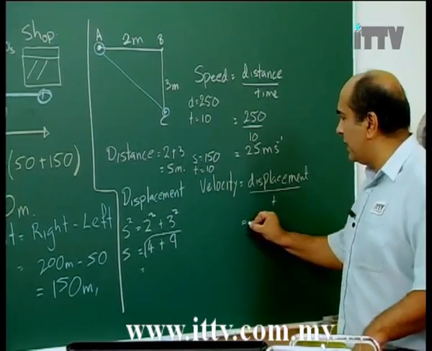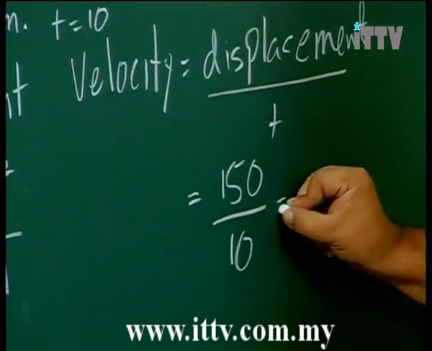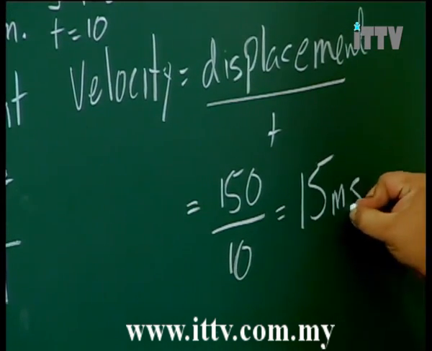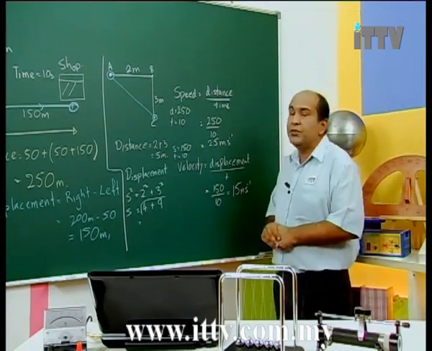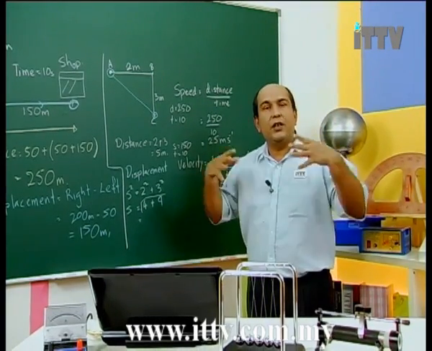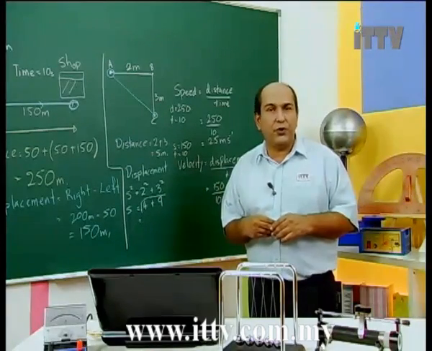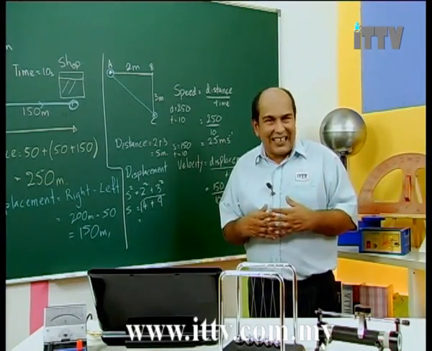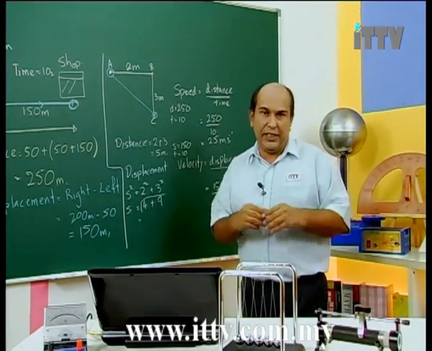Which means that we get a calculation of 150 over 10, which equals 15, same units, ms negative 1. So you'll notice that both the values are quite different. Because speed generally takes distance, which is normally a larger value, you're going to get a larger value for your speed. If you move in different directions, your displacement becomes less than your distance, which in this case causes the velocity value to diminish.